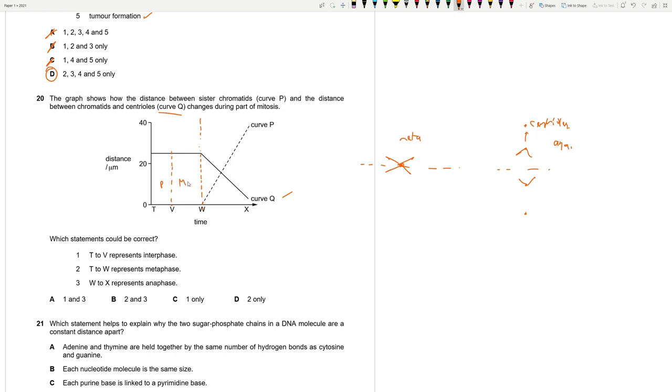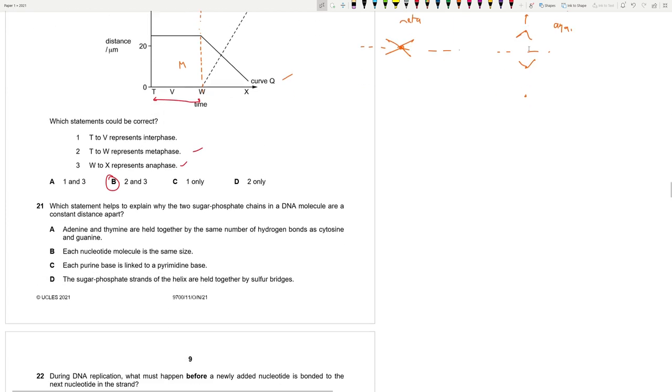Okay, T to W represents metaphase. Actually, this is true. Yeah, T to W does represent metaphase. W to X represents anaphase. That's true. So 3 is correct and 2 is correct. Okay, so we're gonna go with B. Now hear me out. Basically T to W, there was no way of knowing whether the whole thing was metaphase. It might have been the last stages of prophase too, because the chromosomes condense. But yeah, basically it is metaphase, but one is wrong for sure.